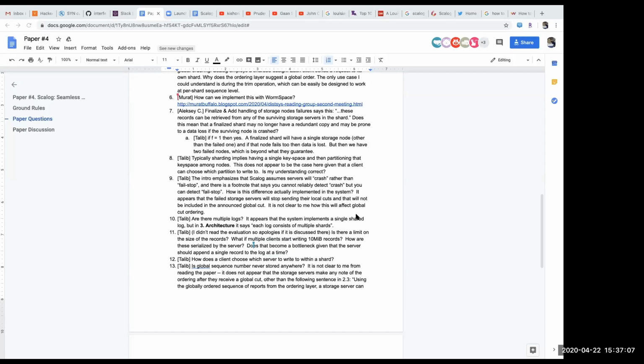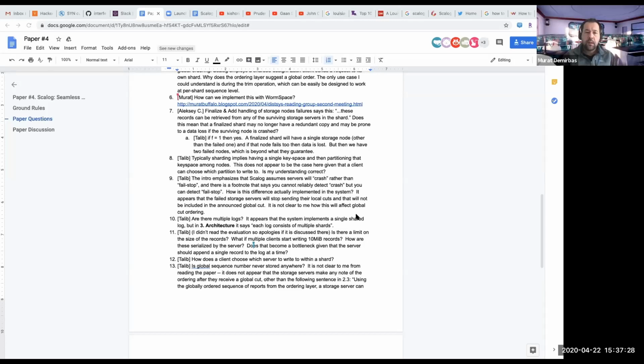Yeah, but I interpreted it as eventually consistent, not strongly consistent. I don't know. Oh, no. They specifically say Scalog offers fully linearizable semantics, the strongest possible consistency guarantee. That's like page 327, top paragraph on the right.